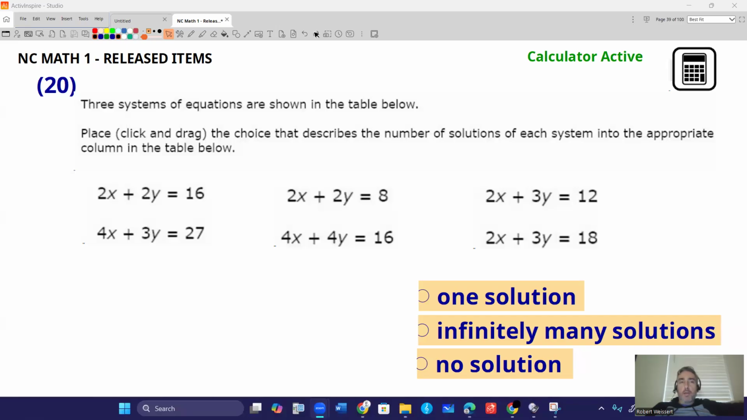Question 20, NC Math 1, released items, calculator active. This is a drag and drop situation. So we're going to try to match these yellow solutions up to this system of equations.